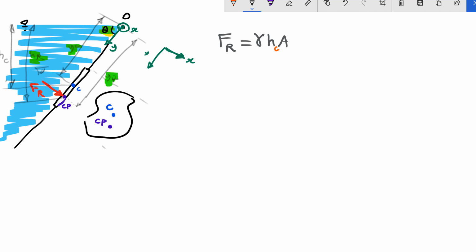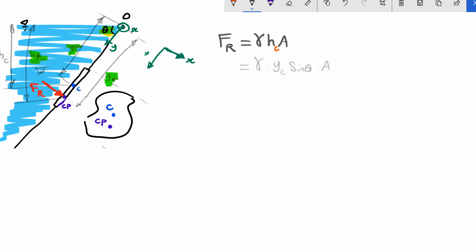So I can extend this formula and say gamma, instead of HC, I want to convert HC to YC. So it is going to be YC times sine of theta times area. These two equations are exactly the same. So up to here, we found the magnitude of the resultant force.